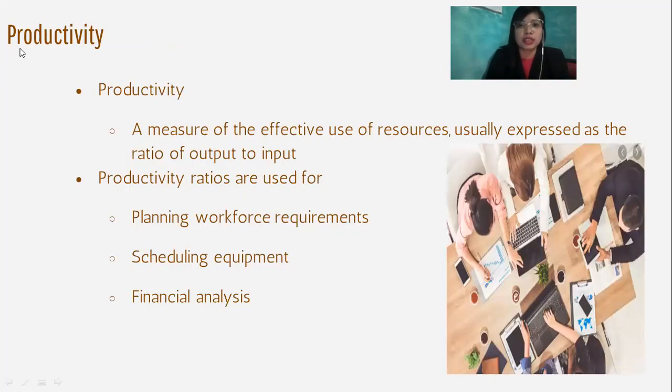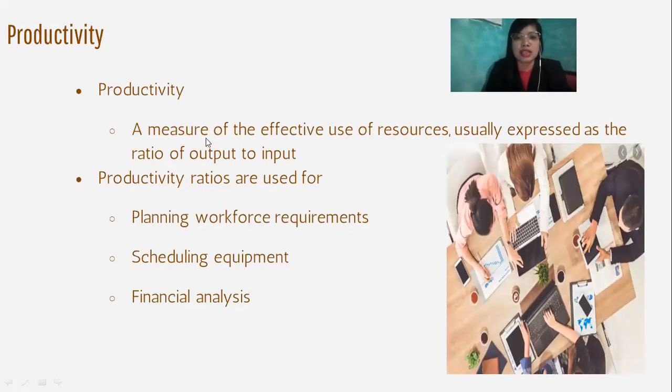Okay, productivity. Productivity is a measure of the effective use of resources, usually expressed as the ratio of output to input. So whenever you use the resources effectively, that will be the time you can be considered for the output that you have, or the ratio of output to input is productivity. Productivity ratios are used for planning workforce requirements, scheduling equipment, and financial analysis.